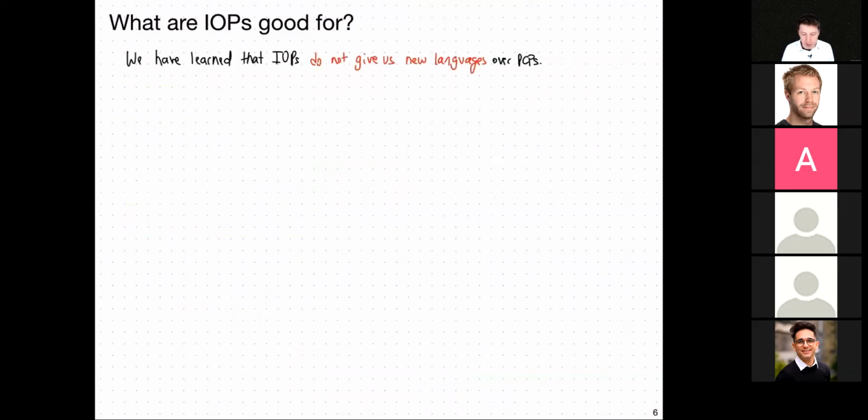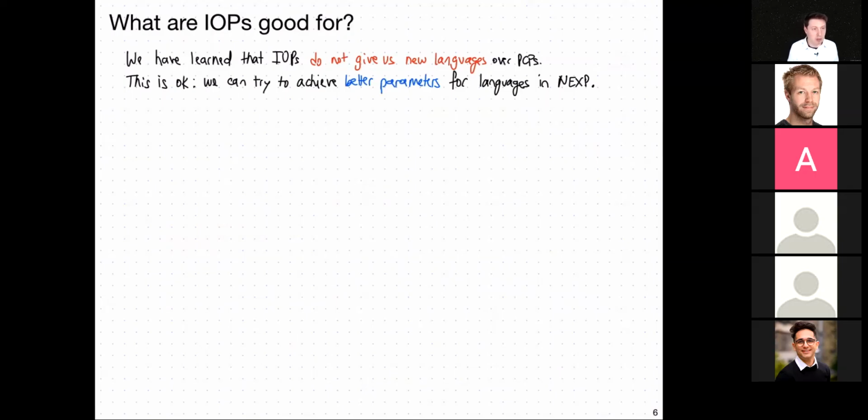Okay, so if our goal was to get new languages, they don't help us with that. But that's fine, right? There are many other goals beyond capturing more and more languages. One goal, for instance, is for the languages we can already capture that are very interesting to us, we can try to achieve better parameters for languages in NEXP, right? We can try to ask for better query complexity, better soundness, better proof length, okay?